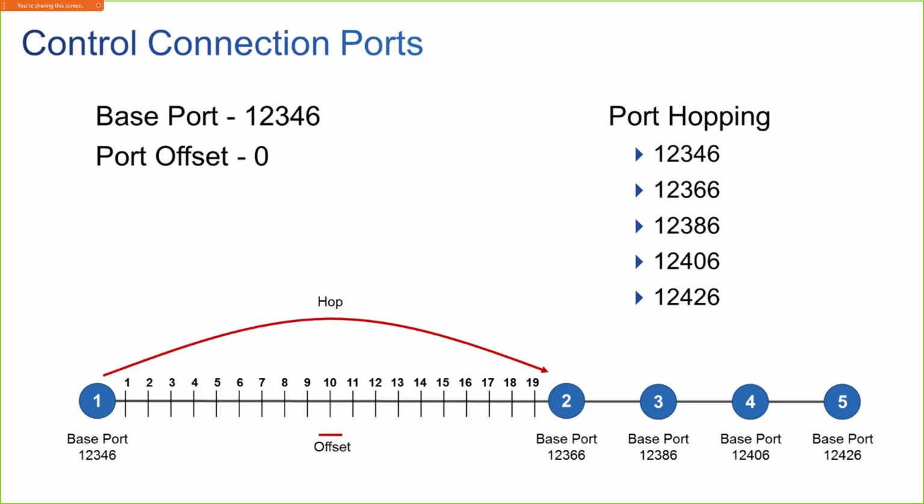I also described the whole concept of port hopping, the default base port, and then the hopping sequence based on an addition of 20 to each port number. So 12,346 to 366 to 386 to 406 and so on. All right. I actually went through this entire thing previously. I should have just waited to this slide for that, but oh well.